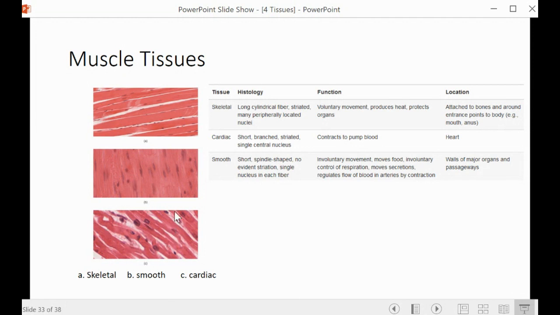And then we have cardiac right here. Cardiac is short and branched. It is striated, but the striations are a little bit hard to see. By the way, when I say striated, I'm not talking about these white lines here. I'm talking about the ones that go across like this, and you'll see those more in your lab classes. But right here, cardiac is, again, striated. The stripes are gonna go in this direction. It helps to contract to pump the blood of our heart. We only find cardiac muscle within the heart.